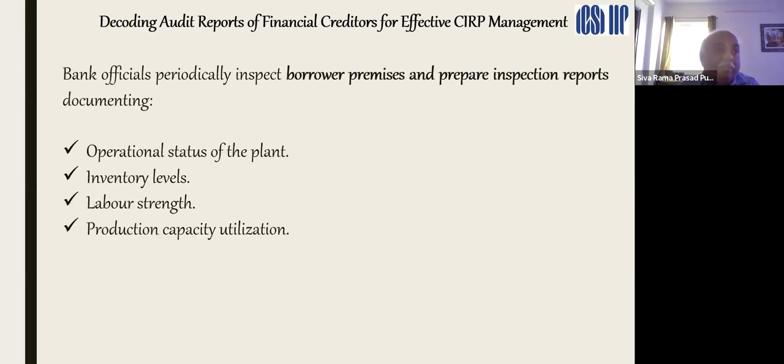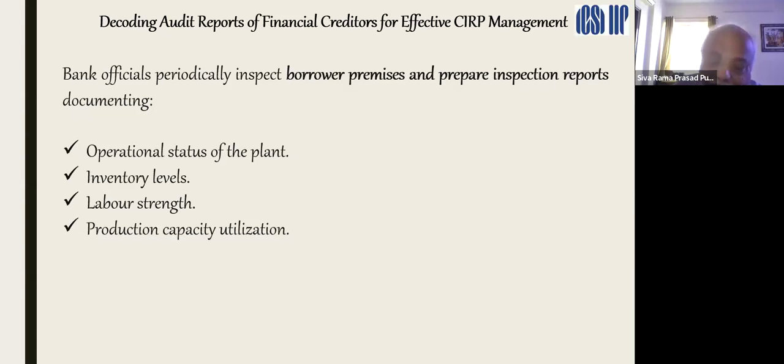Bank officials periodically inspect a borrower's premises and prepare an inspection report documenting the operation status of the plant, whether the plant and machinery is in working condition or not. Inventory levels: whatever loan is given by the bank, whether inventory is there above that level or not. And the labor strength, whether the company has adequate labor or not. If labor is inadequate, then production will stop. Once production is stopped, then automatically a sales problem or revenue problem will arise for the company.